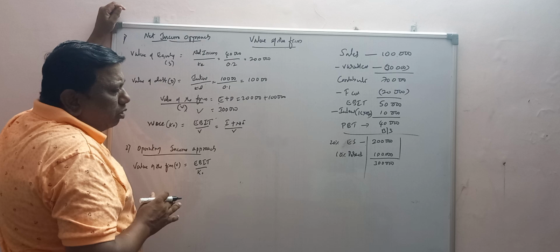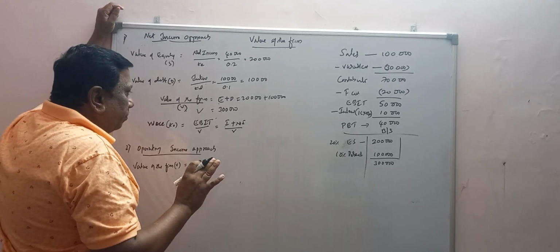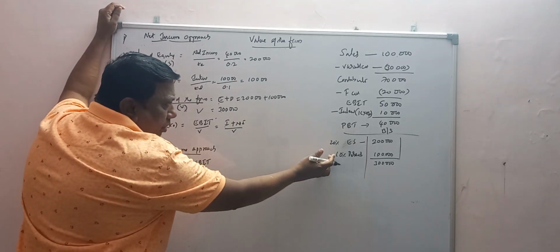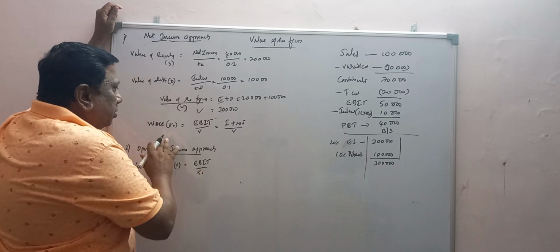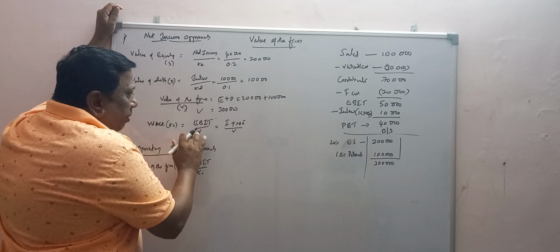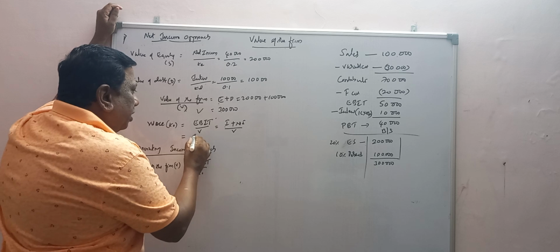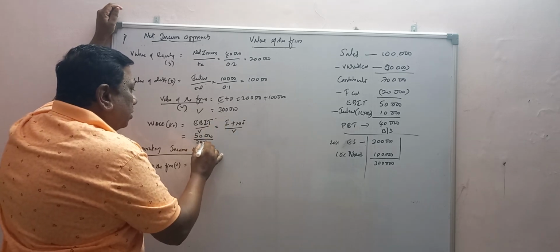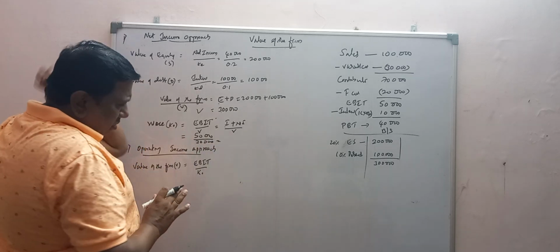I said there is one more method to calculate WACC also. If you want the combined cost, 20% plus 10% divided by 2 means 15%. To get it, WACC equals EBIT divided by V. EBIT is 50,000, divided by the value of the firm, 3 lakh. Calculate it.